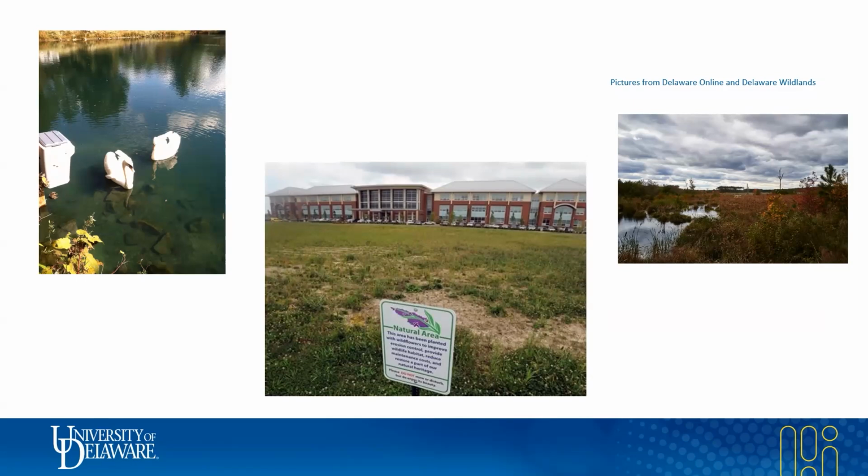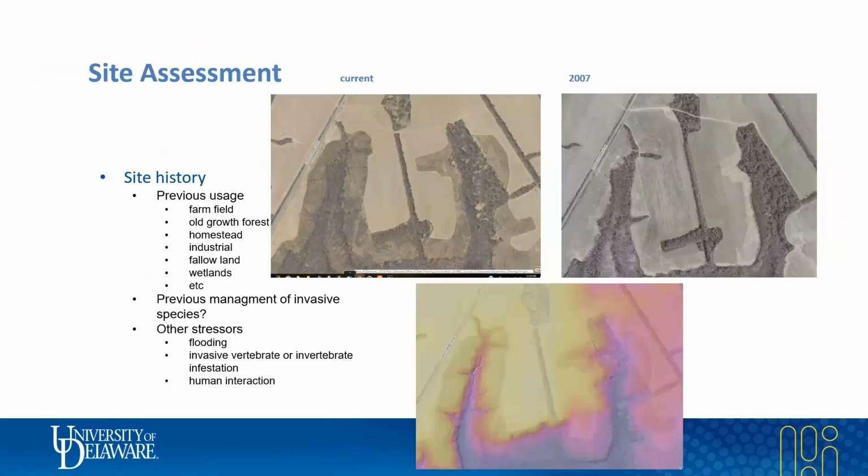They're going to be present there than in the picture on the left and even the picture on the right. The picture on the right is a natural area, natural wetland, and one of Delaware Wildlands' natural restoration areas that they have. So, different pressures, different types of things you need to worry about. Okay. All right, so site assessment.